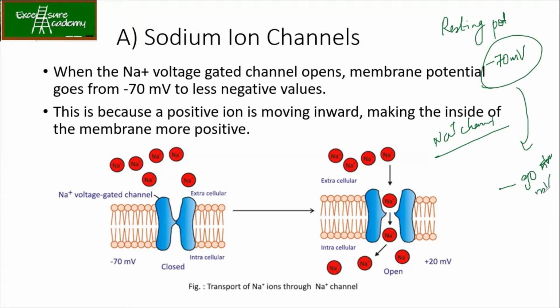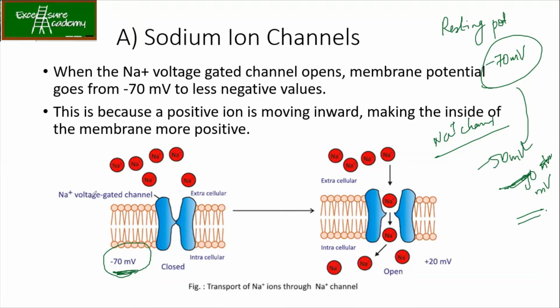Now, why? Because a positive ion is moving inward, making the inside of the membrane more positive. Sorry, it is becoming less negative. So it is becoming -50, let us say. So what happened here? -70 millivolt is your resting potential.